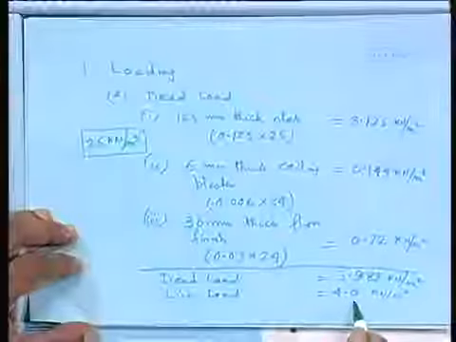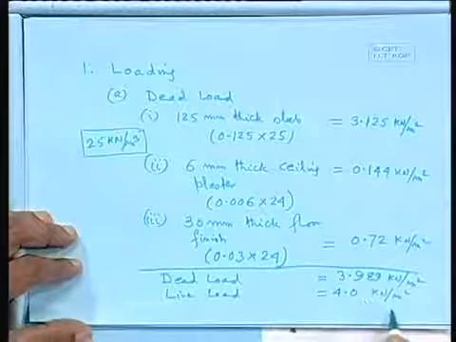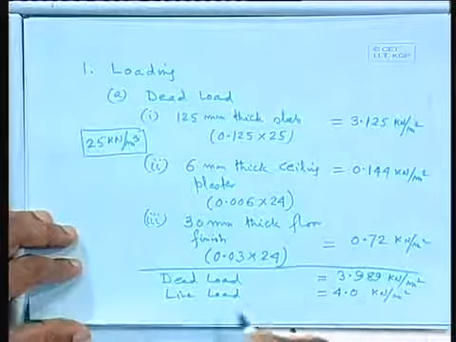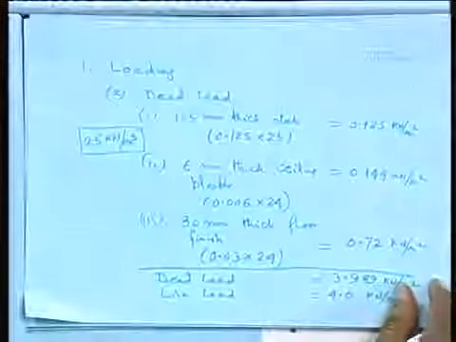On the basis of that, you have to calculate the load. When we do one full problem, one building, we shall take care of that and analyze all those things. So let us assume here 4 kilonewton per square meter, that means say 400 kg per square meter, as the live load. So we have dead load and live load.